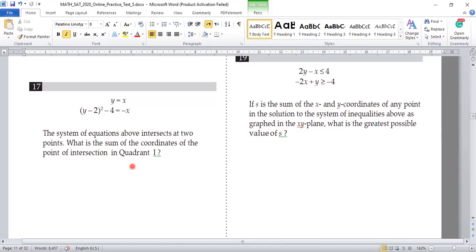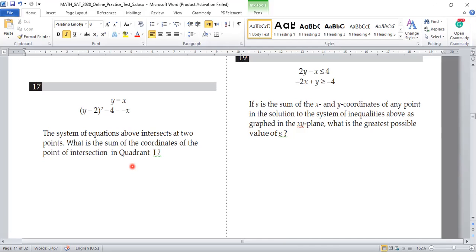One more thing is that the point of intersection is always the solution of both equations, where they meet each other. At the end, you will have to find the ordered pair, and then you will have to add the abscissa as well as the ordinate. Sum of the coordinates of the point of intersection.